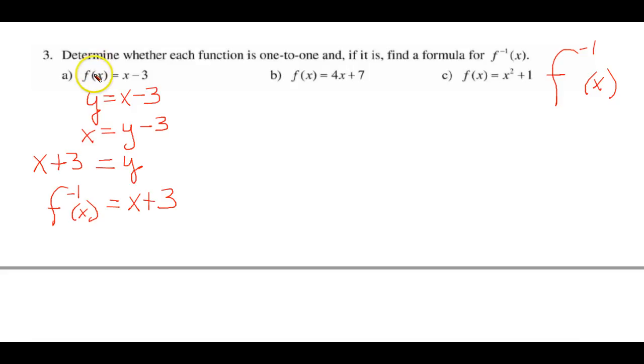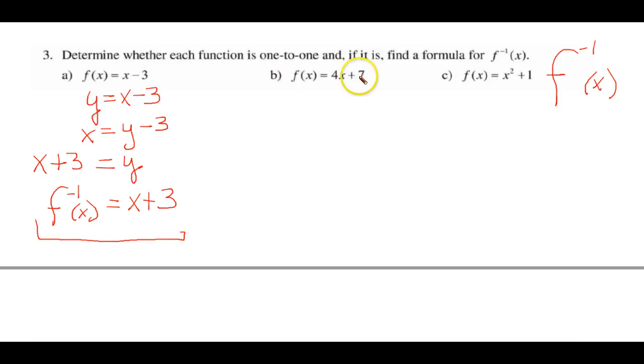So, step 1, substitute a y for the function symbol. Switch the x and the y. Solve for y. Then substitute the inverse symbol for the y, and this is the answer to 3a.